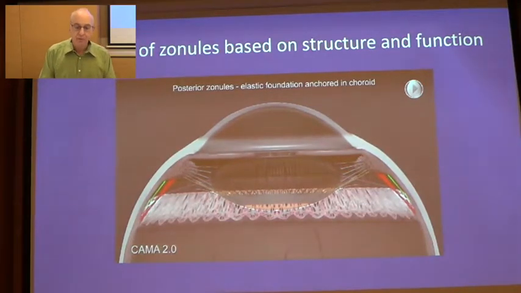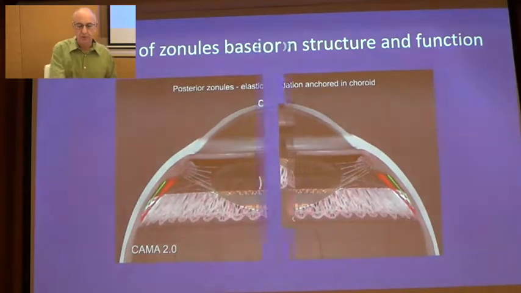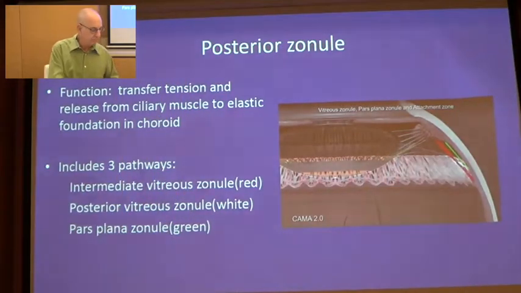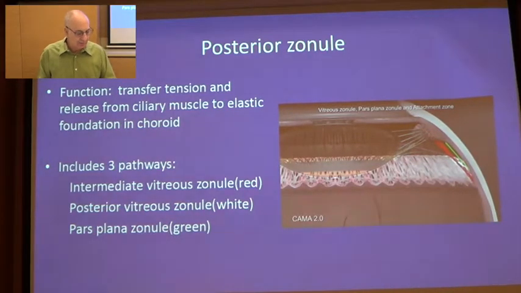The function of the posterior group is to transfer tension and release from the ciliary muscle to the elastic foundation in the choroid. The posterior zonules anchor the ciliary body and extend posteriorly at the posterior insertion zone to attach to the elastic Brooks membrane in the choroid.